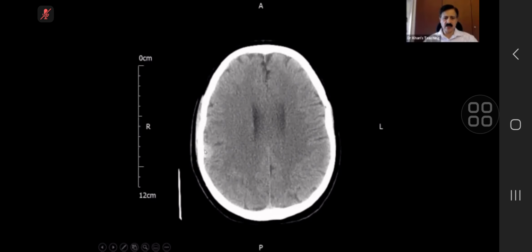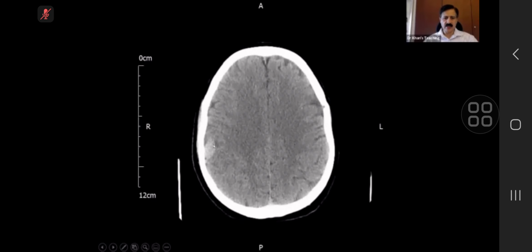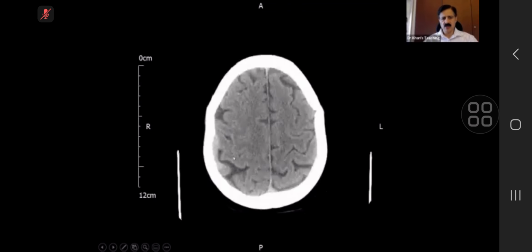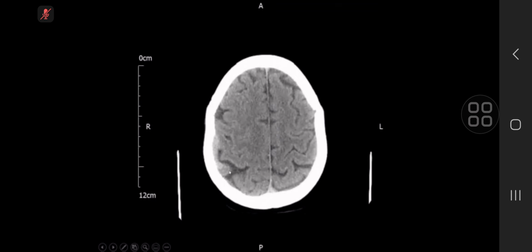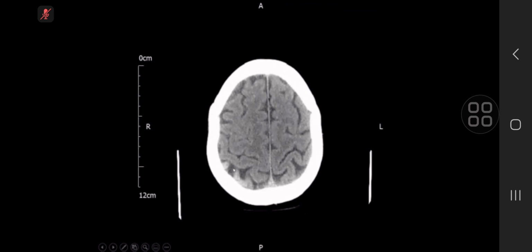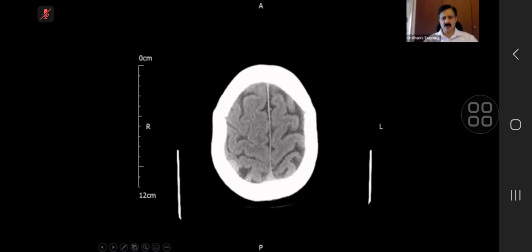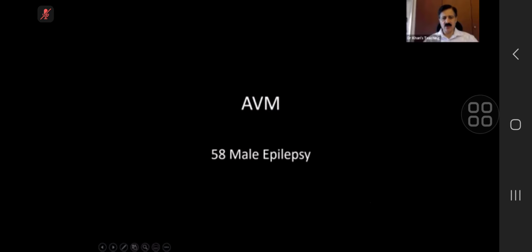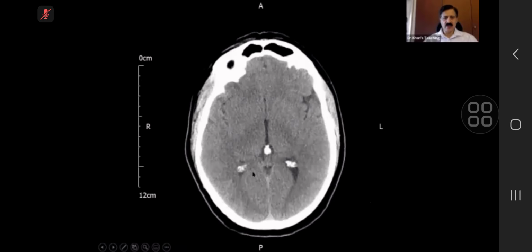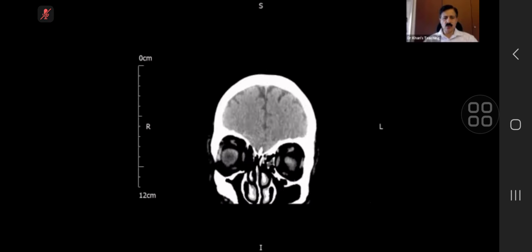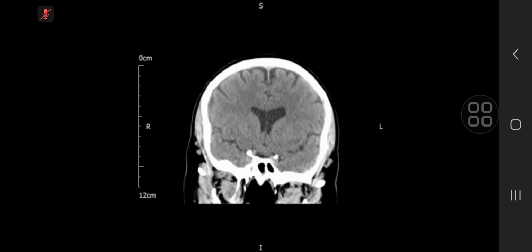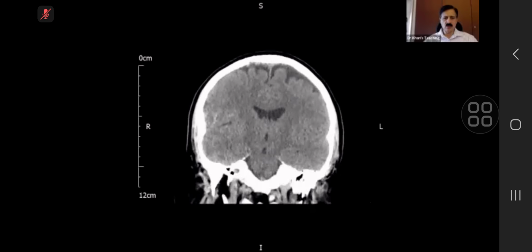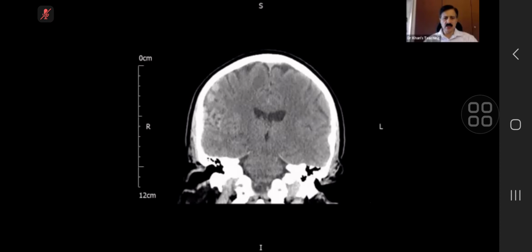Something has come. Definitely something is there. And now on this slice, it is quite impressive. And then here, it is going right and left. Now, if I show you corona, it becomes much easier to see.